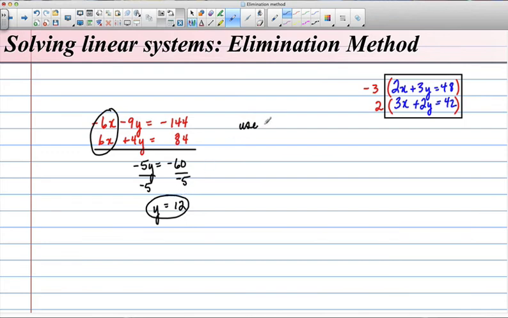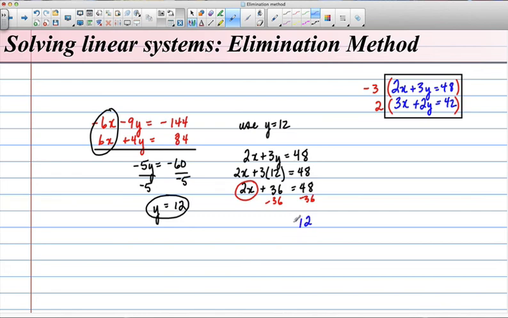Now we'll use positive 12 for the y value in the first equation. Plug in 2x plus 3 times 12 equals 48. 2x plus 36 equals 48. Circle the chunk with the x and subtract 36 both sides. We have 12 equals 2x. Divide by 2. x is equal to 6. The solution would be 6, comma 12.